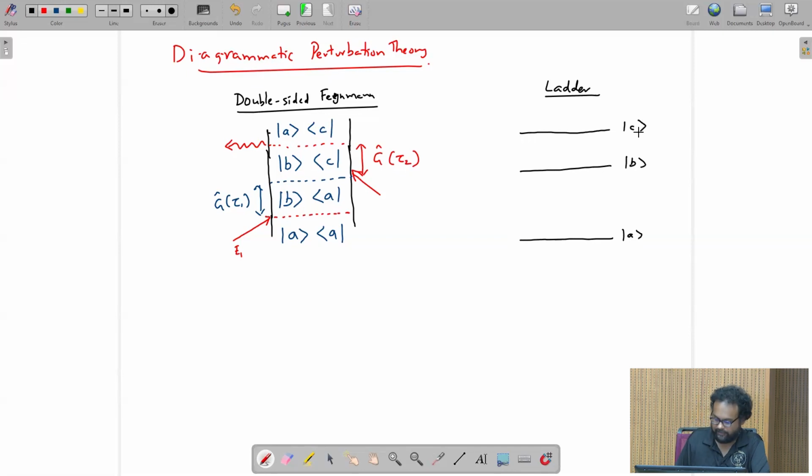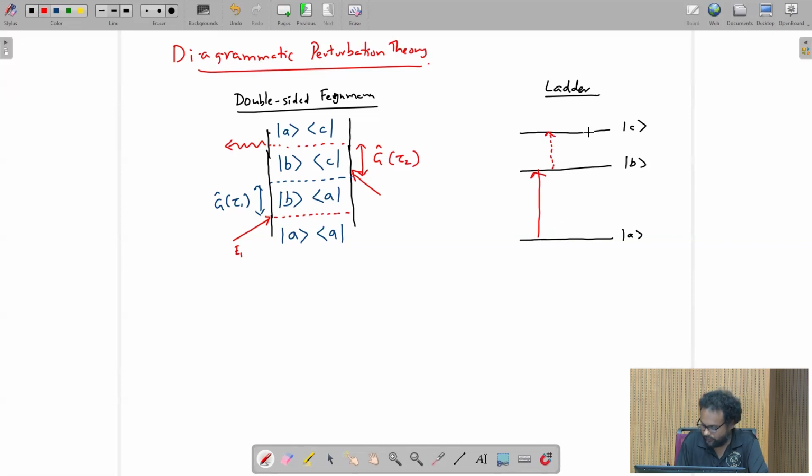Kind of say my first field interaction takes me from A to B. That's my first interaction. My second interaction takes me from B to C. Now, a bit complicated diagram. Don't worry about this because I'm going to use it in a different context.